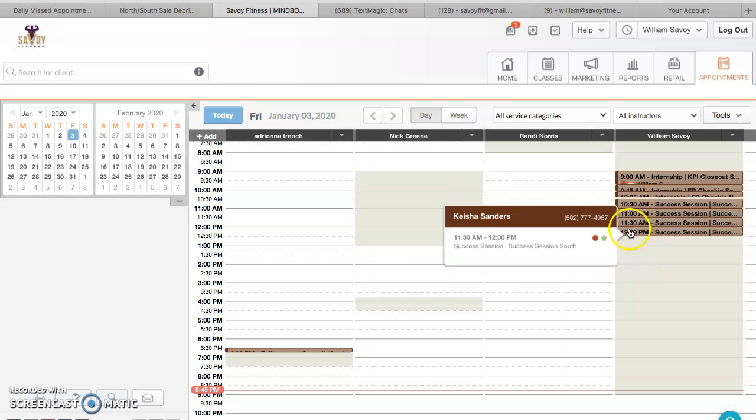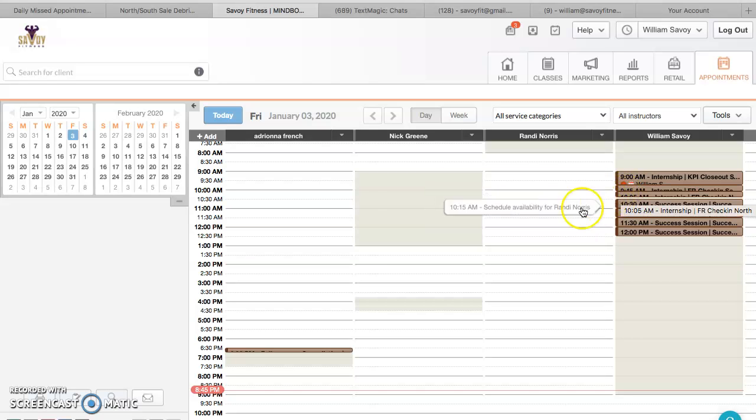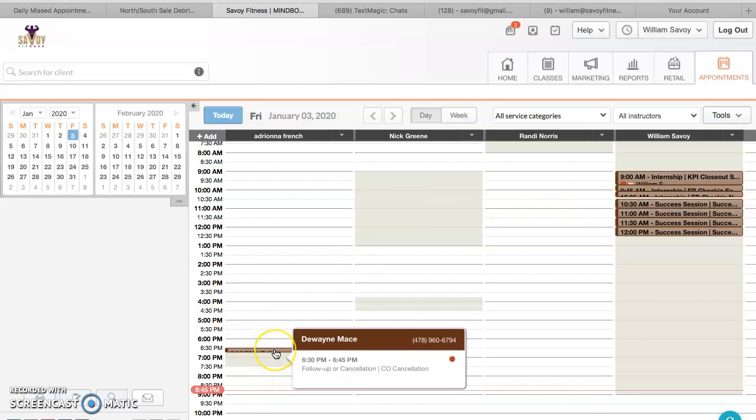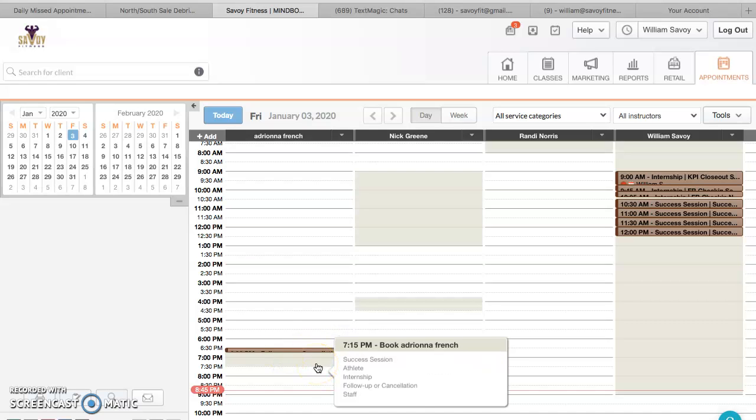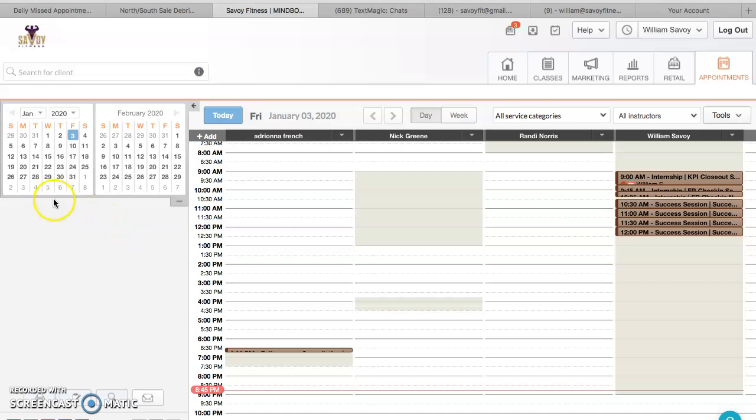So it looks like I had 1, 2, 3, 4, and then Adriana had Dwayne Mace, which is a success session. No, it's actually a cancellation. So that's another good one. She had a cancellation. That's not a success session. So for the day before, if today is Saturday and I'm checking the 3rd, there were 4 success sessions. It looks like that's all I'm reconciling.